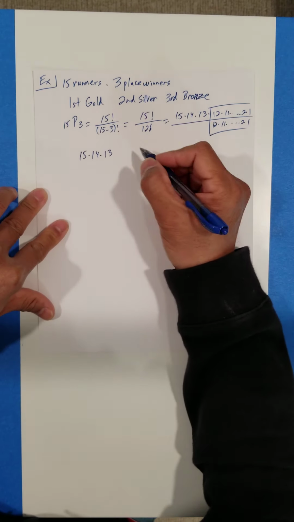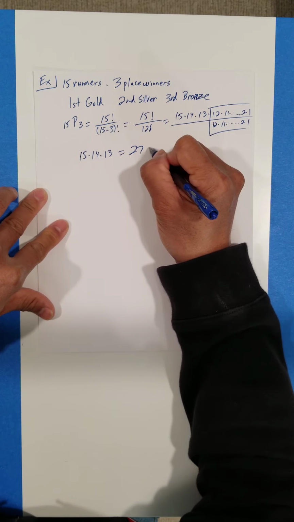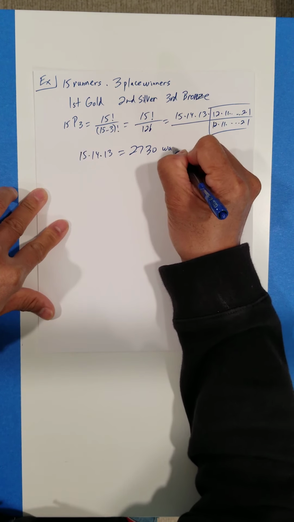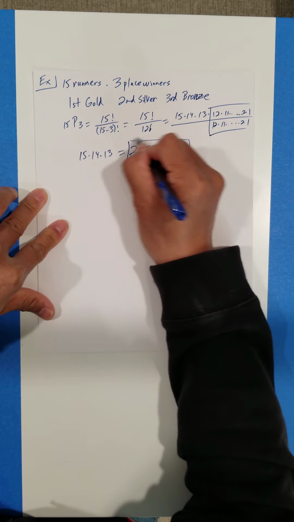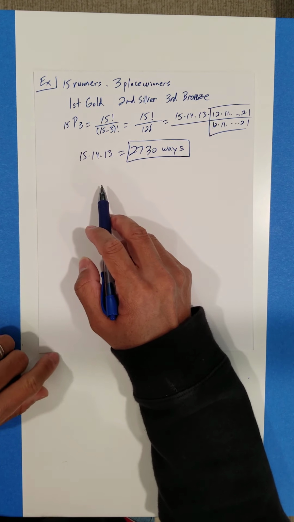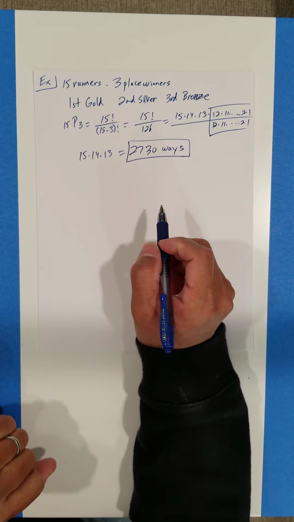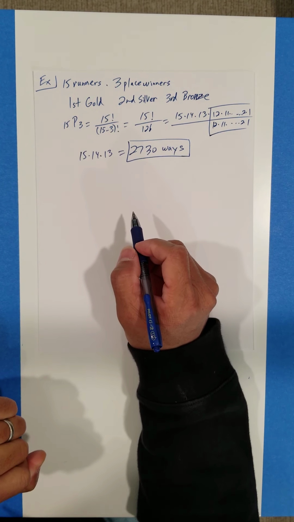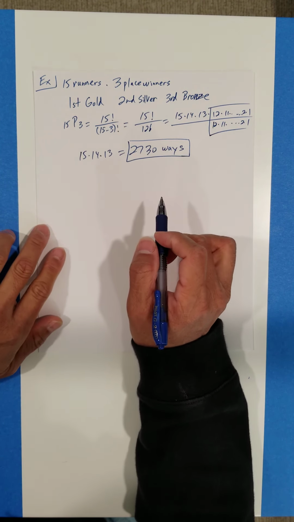That gives me 2,730 ways that I can have a first, second, and third place winner for 15 runners. So make sure we understand that. Now, let's see.